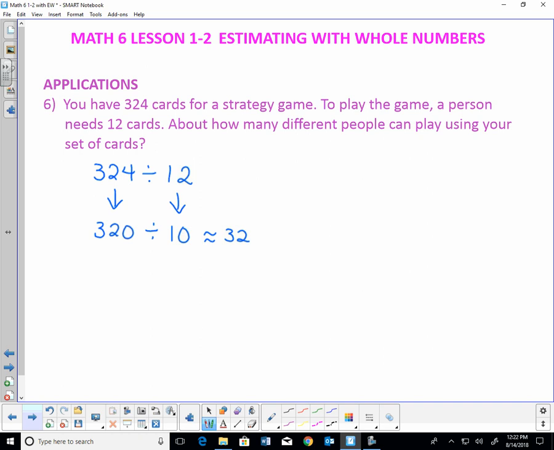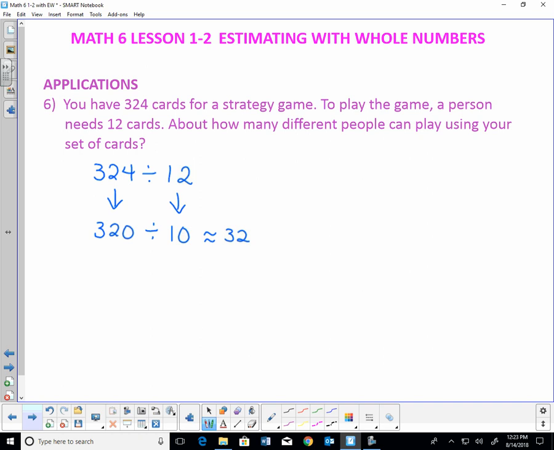Probably a little less because I rounded down, so I would probably round to say, 31 people can play my game. Because I might be a few cards short because I only went down 4 for 320 and I went down 2 from 10 to 12. So it might be a good idea to just say, okay, 31 people can play my game and I have a few extra cards. Since this is a word problem, we should write the answer as a complete sentence.